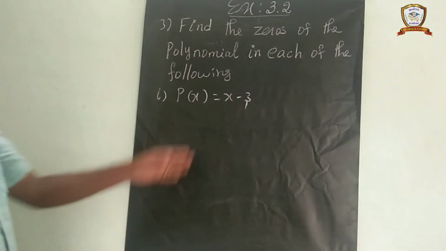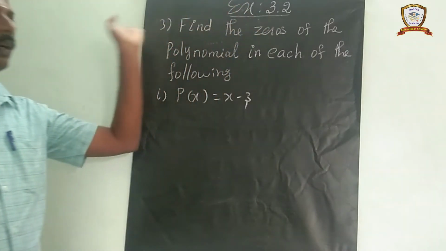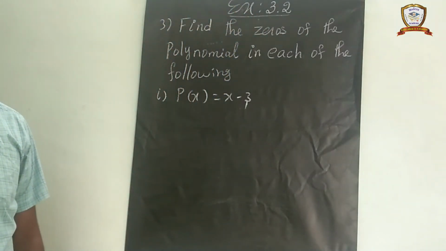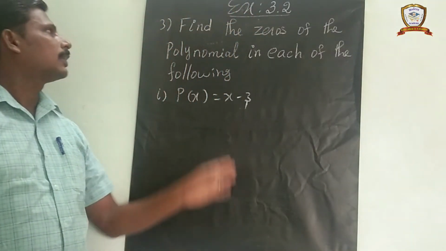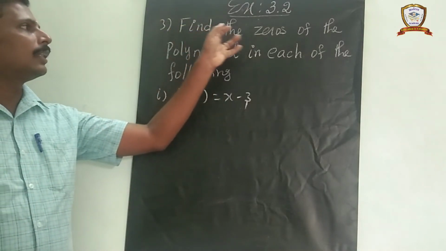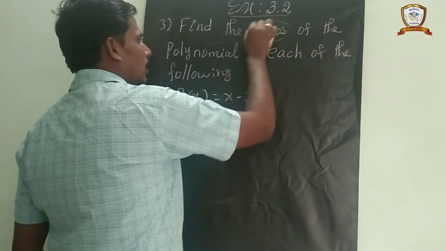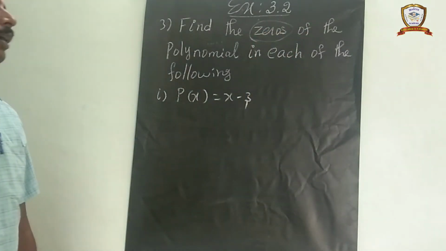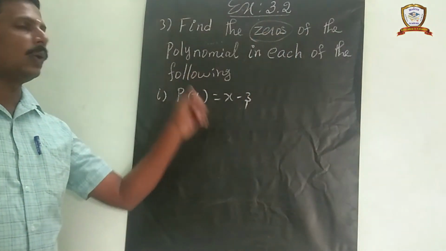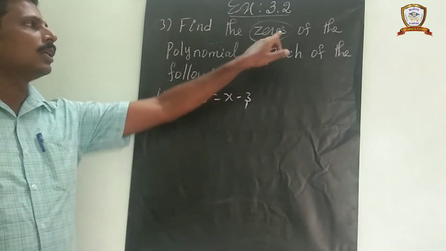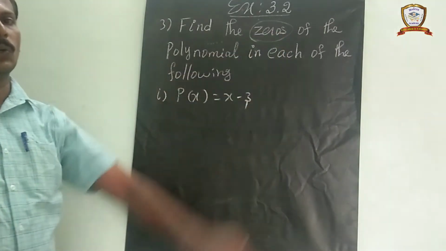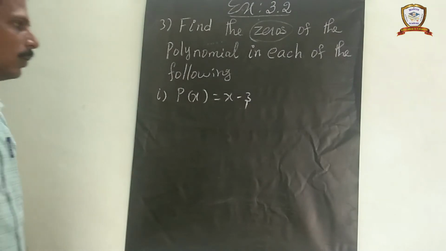Next, exercise number 3.2, third sum. Already two sums are discussed. Now discuss the third sum. Find the zeros of the polynomial in each of the following. We have to find zeros.